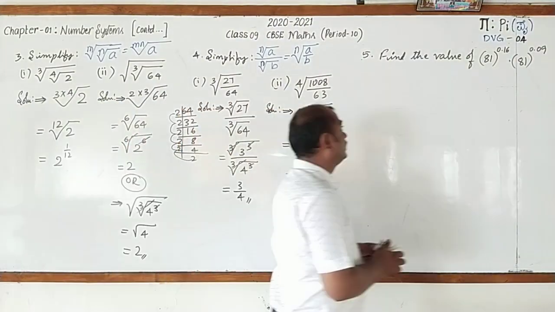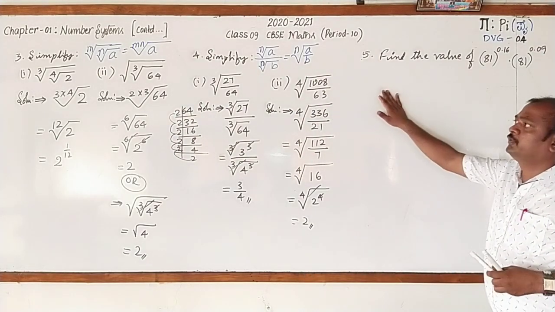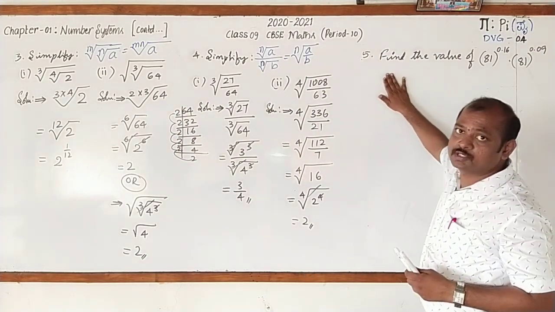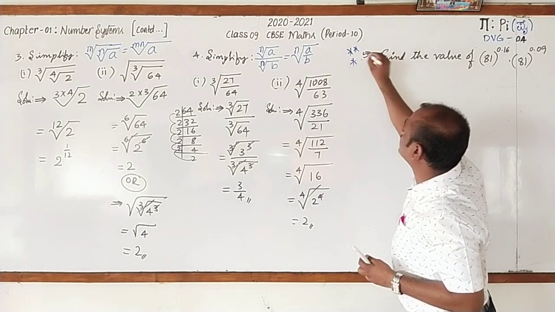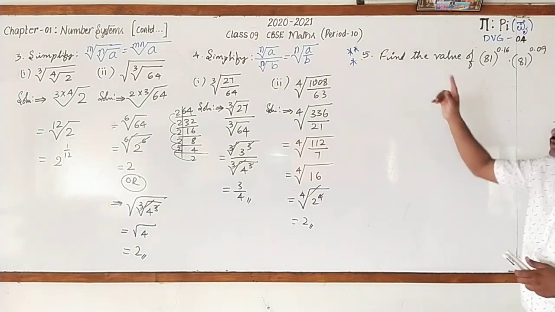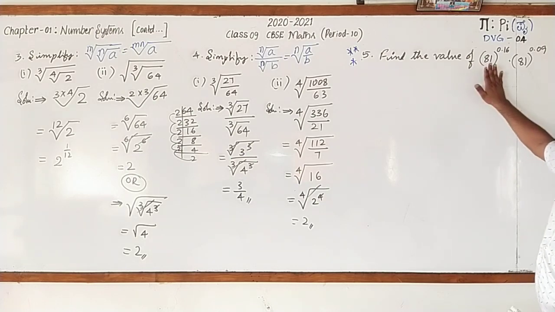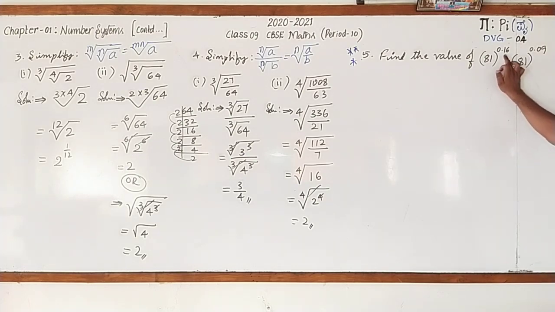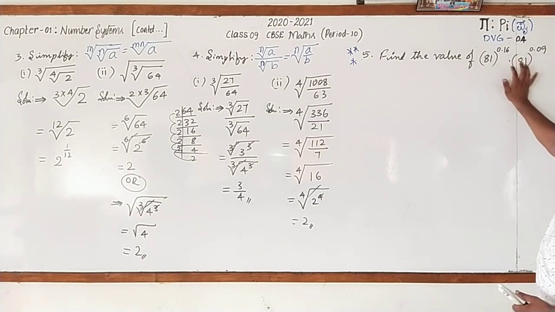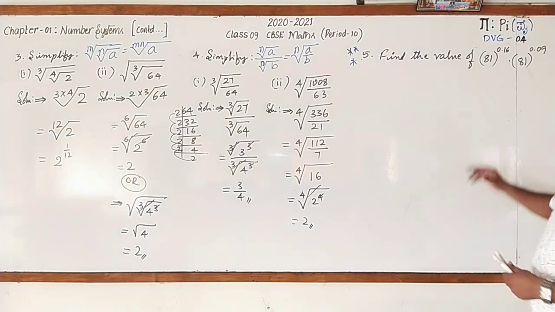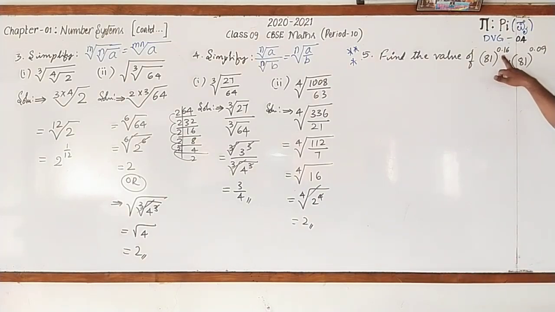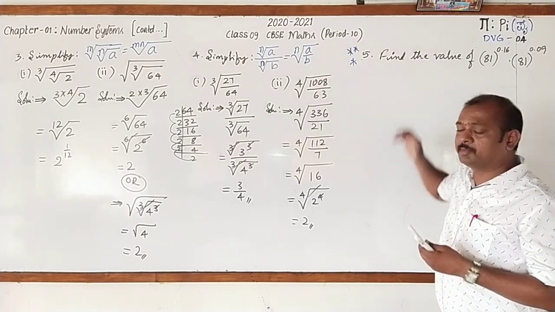Got it? Next, let's move on to the 5th one. And this is the most important among all these. So I am going to put a 3-star mark for this. Observe carefully. Find the value of 81 raised to the power 0.16 into 81 raised to the power 0.09. How do you go about solving this? Will you convert this from decimal into fraction? You just think over it. After thinking, come to my explanation.